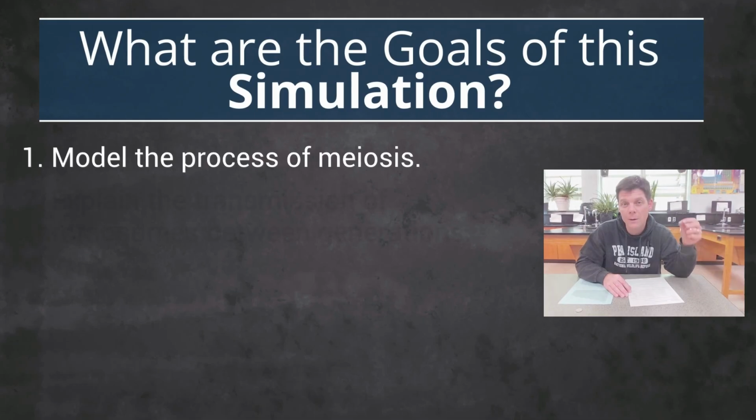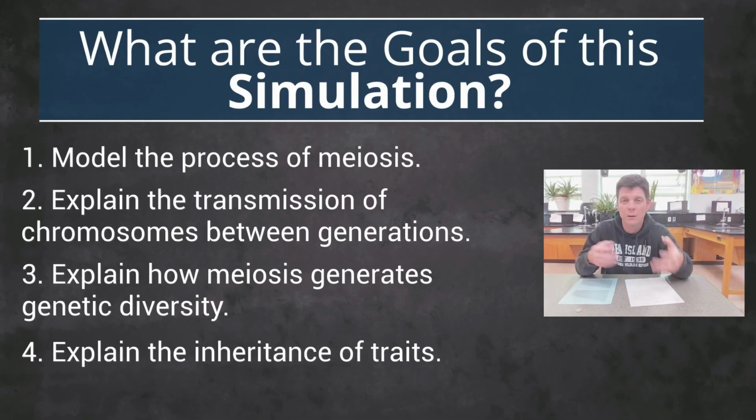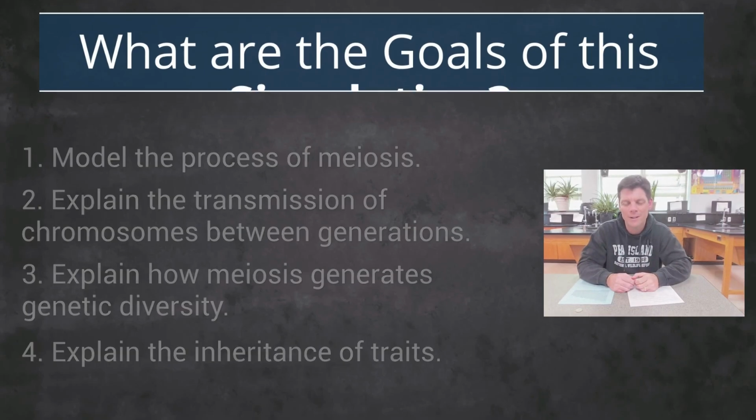In this video, I'm going to walk you through the modeling meiosis activity for AP Biology Unit 5. The goal of this activity is to model the process of meiosis so that we learn about the connections of genes and chromosomes and how traits are inherited.